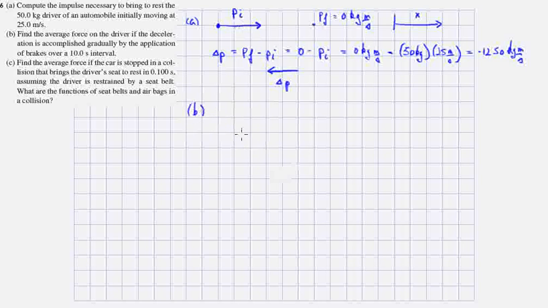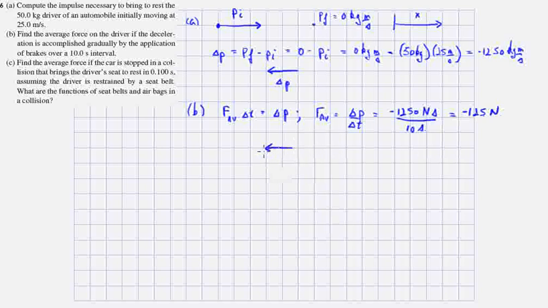Part B says, find the average force on the driver if the deceleration is accomplished gradually by the application of brakes over a 10-second interval. And so we have from the impulse momentum theorem, F average times delta t is equal to delta p. So in other words, the average force is equal to delta p over delta t, which is equal to minus 1250 Newton seconds. Remember, Newton seconds are equivalent to kilogram meters per second. And now divide by the time interval, 10 seconds, and conclude that the average force is minus 125 newtons. And again, this means that the force is to the left.